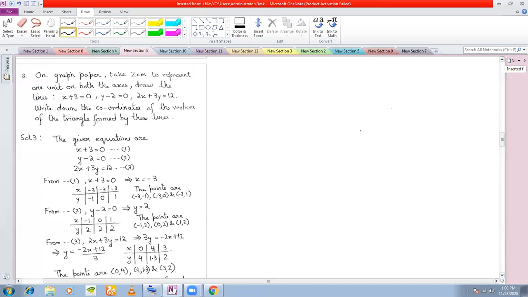Take 10 centimeter to represent 1 unit on both the axes. Draw the lines x plus 3 is equal to 0. So the lines here are, let's see, x plus 3 is equal to 0. Let us call this number 1. y minus 2 is equal to 0, second line.